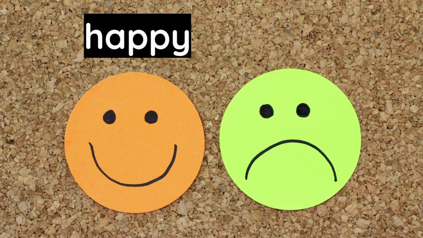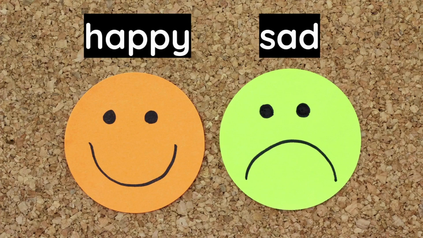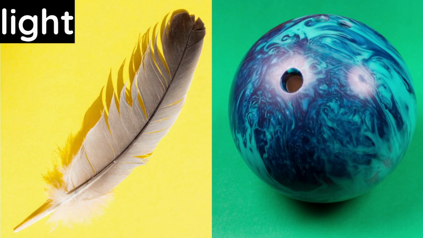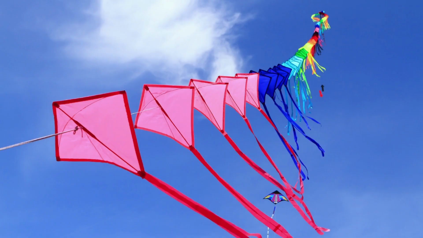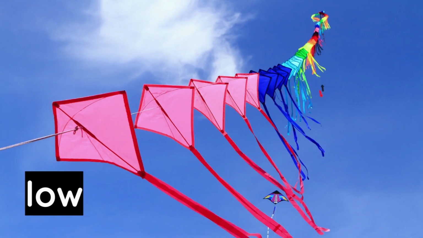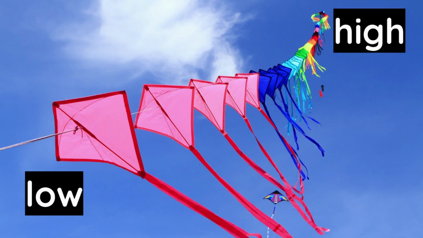Happy, sad. The orange face is happy. The green face is sad. Light, heavy. The feather is light. The bowling ball is heavy. Low, high. The kite is low. The kites are high.